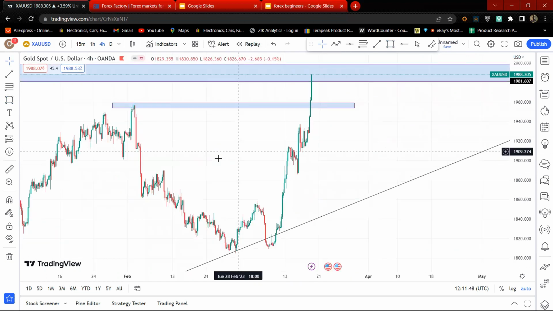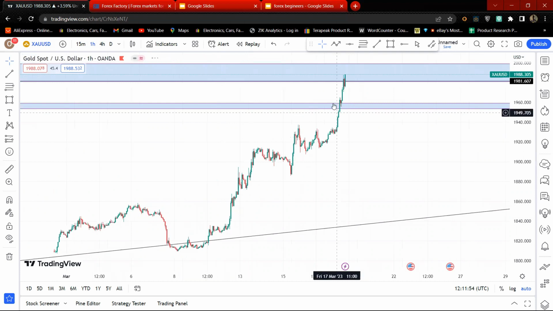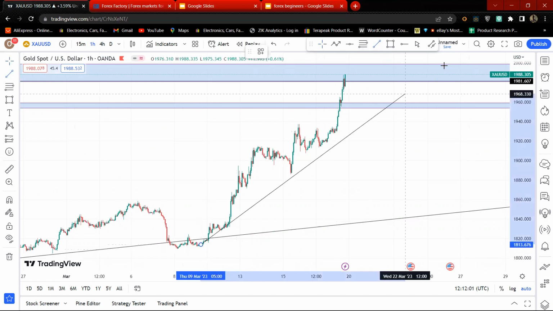So that would be my only analysis on gold. Then I would drop to the 4-hour time frame and mark out the break and retest. Let's see how valid that analysis is. I would come out and draw a trend line. It wouldn't be valid right now. Just trade just like that.